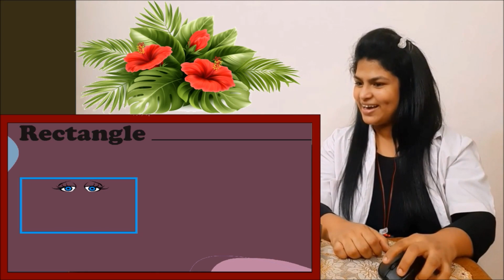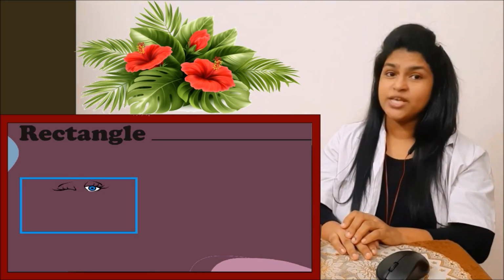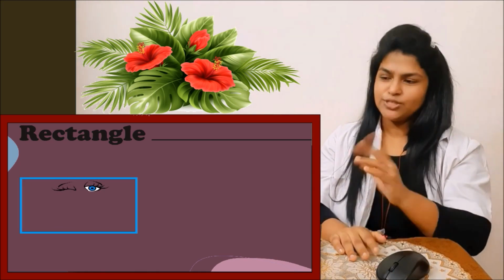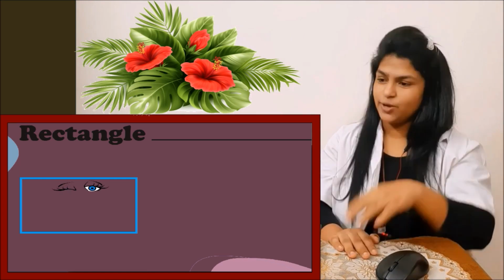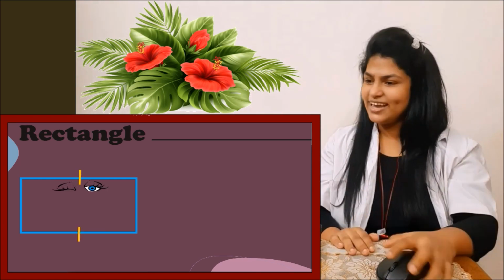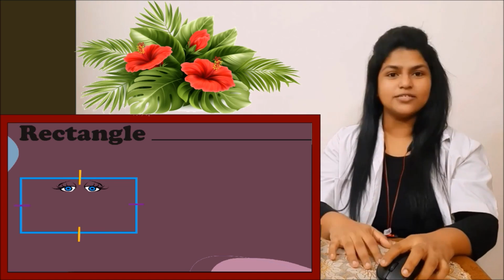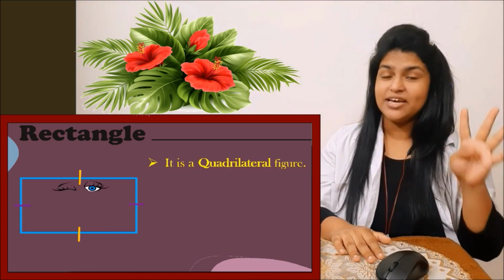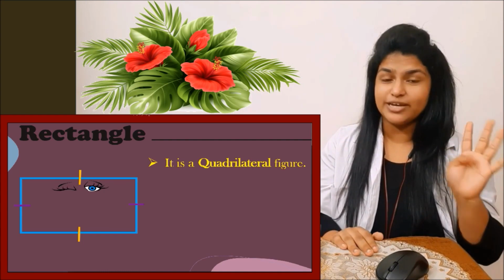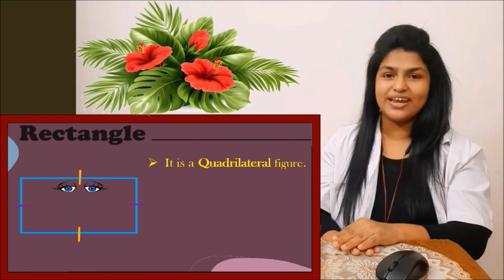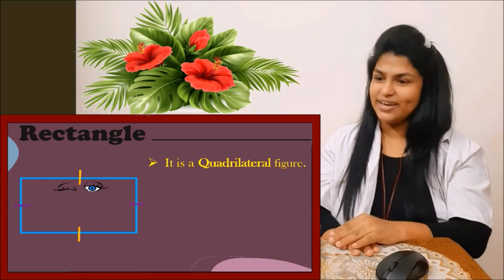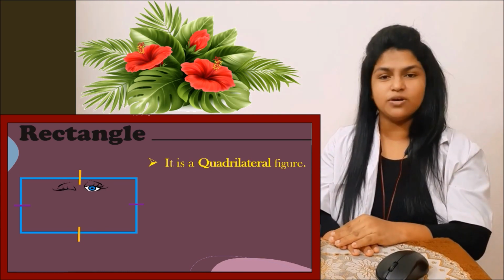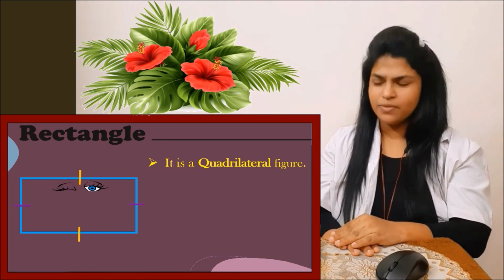There you are. Well, Mrs. Rectangle Rodriguez, we're going to check you up. First, let's start with the sides. This side and this side, and this side and this side. How many sides does it have? 4 sides. And we learned that any 4-sided figure is called a quadrilateral. So this rectangle is also a quadrilateral figure.